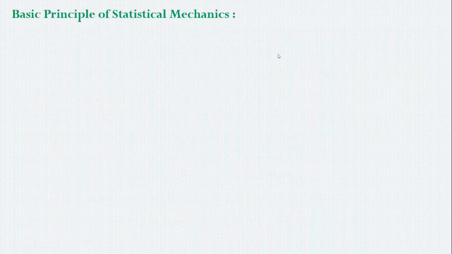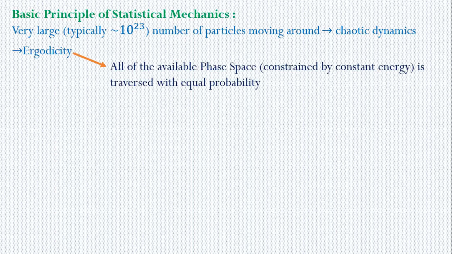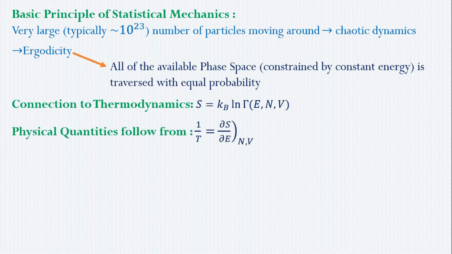So I shall start with the basic principles of StatMech. A large number of particles are moving around, which gives rise to chaotic dynamics, and that ensures ergodicity, which is to say we can safely assume all of the available phase space, which is constrained by the constant of motion energy, is traversed with equal probability. That's classical StatMech, and the thermodynamic relation comes from S is equal to k log gamma, Boltzmann constant k, S is entropy, gamma is the volume of the phase space, and physical quantities follow from this relation.